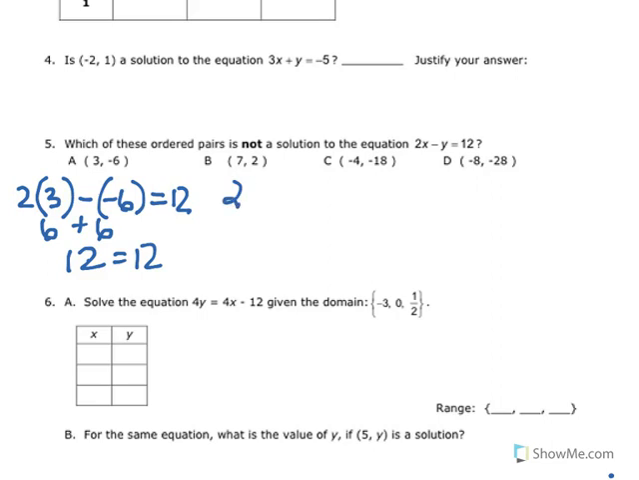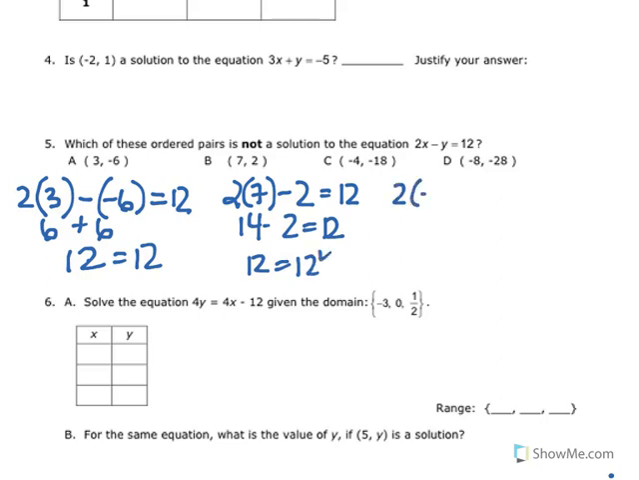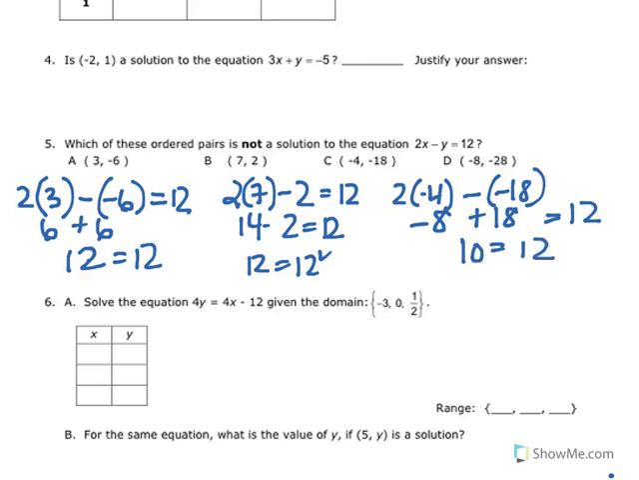We can do 2 times 7 minus 2. Does that equal 12? Well, 2 times 7 is 14 minus 2 equals 12. 12 equals 12. Is that a solution? Yes. How about 2 times -4 minus -18? Well, minus -18 is going to be plus 18. So we have -8 plus 18 is supposed to equal 12. Well, -8 plus 18 is 10. Uh-oh. 10 does not equal 12, so that is not a solution.